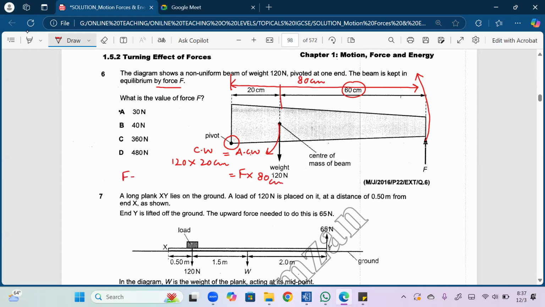So what would it be? F equals 120 times 20 divided by 80. So this would be equal to 30 newtons. So we would reconfirm it: 30 newtons.